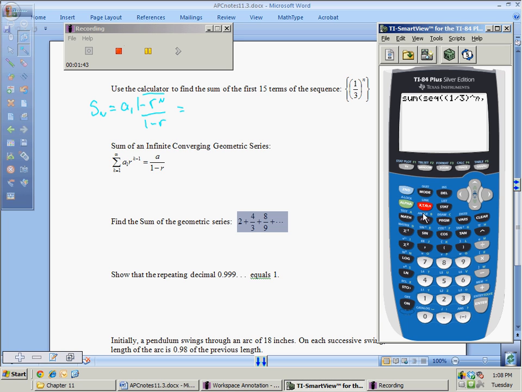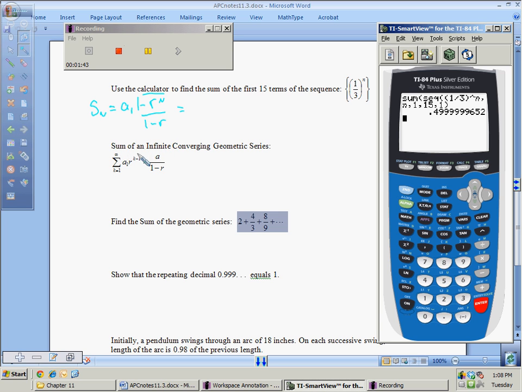Okay, from 1, whoops, I forgot a comma, from 1 to 15, and I'm going up in increments of 1. That's what that last one means. Then I can close that parentheses. Have I closed all my parentheses? Let's see what happens if I hit enter. And that's what I get, 0.499999, which is very close to 1/2, which leads to the next thing.